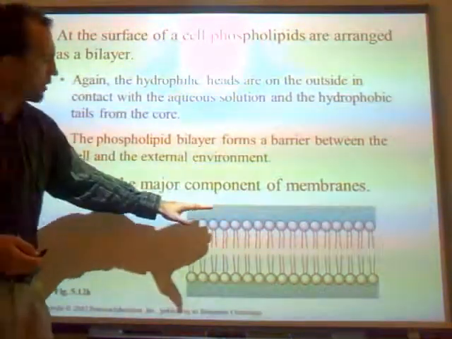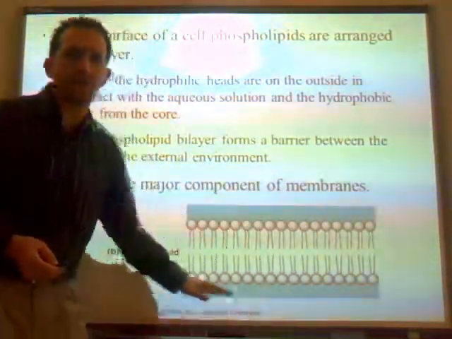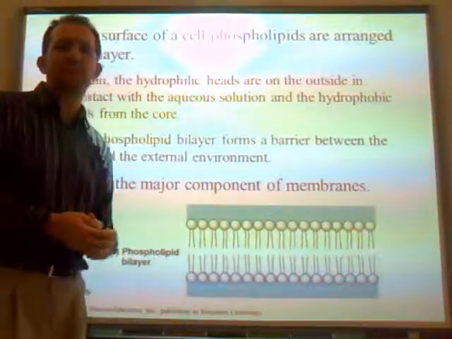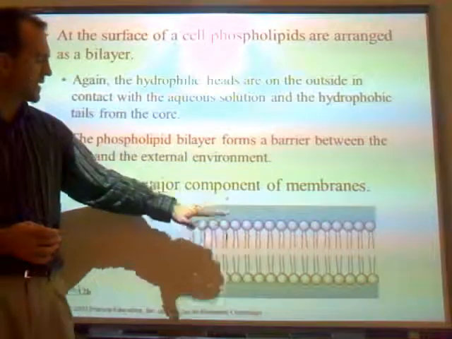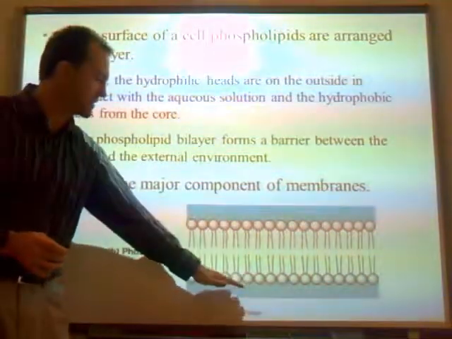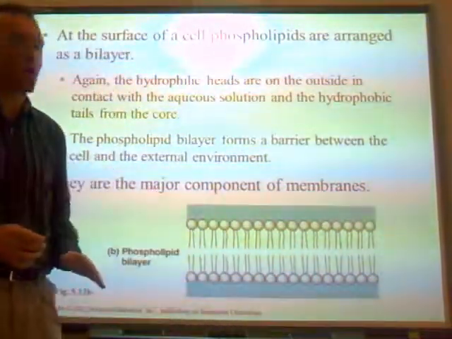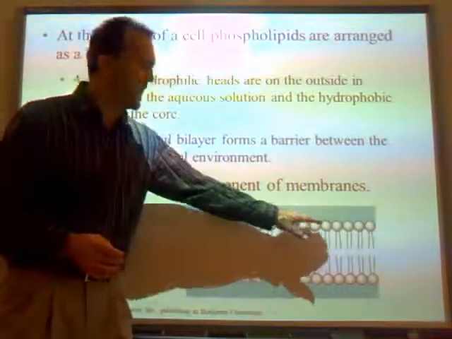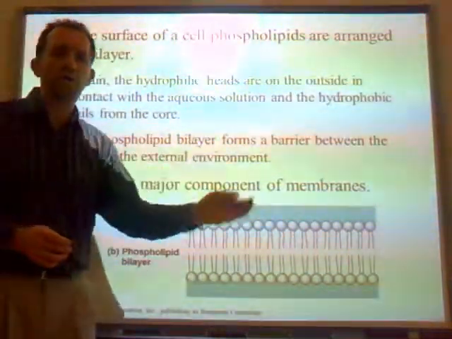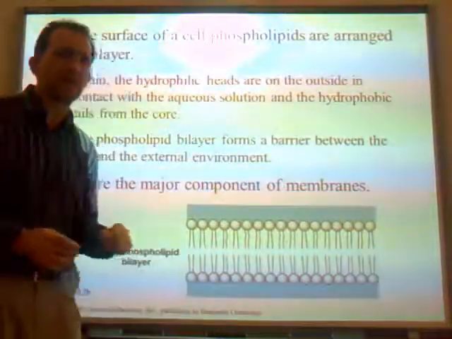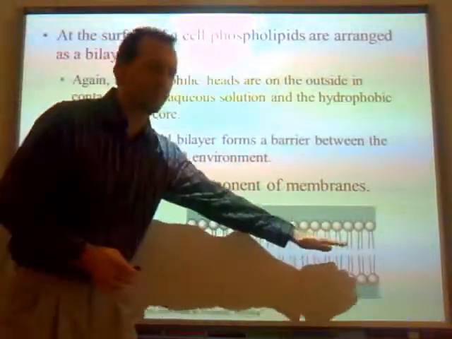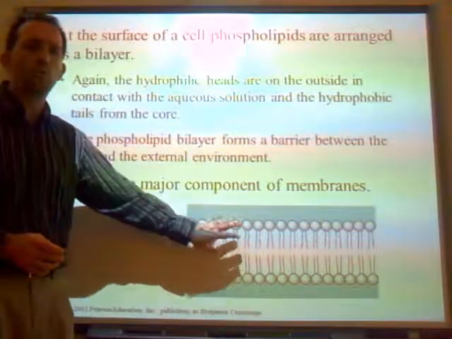So you have water on the inside, water on the outside. Remember, we're 70 to 95% water inside of our cells. So let's say that this is inside the cell, this is outside the cell, and the blue represents the water. The phosphate heads, which are hydrophilic, will point towards the water inside as well as outside the cell. And then the hydrophobic tails are going to point to one another.